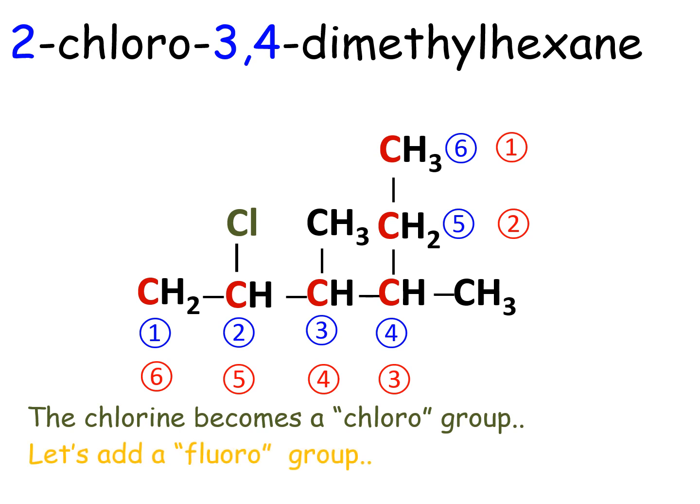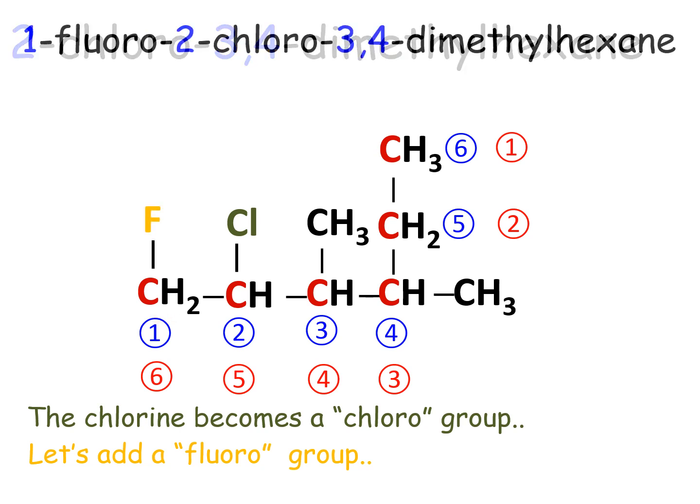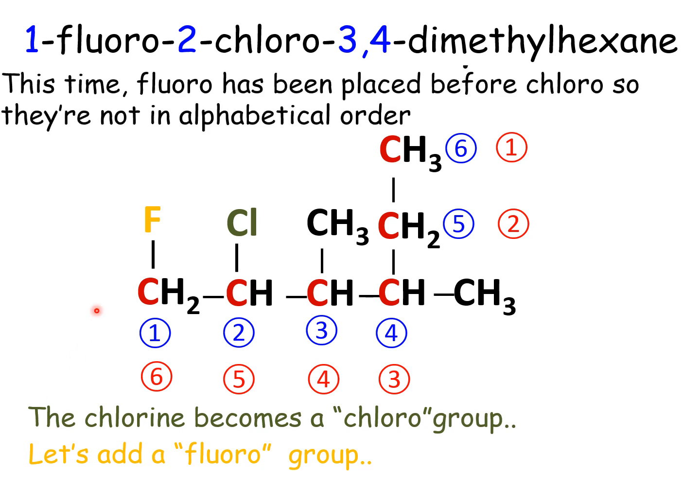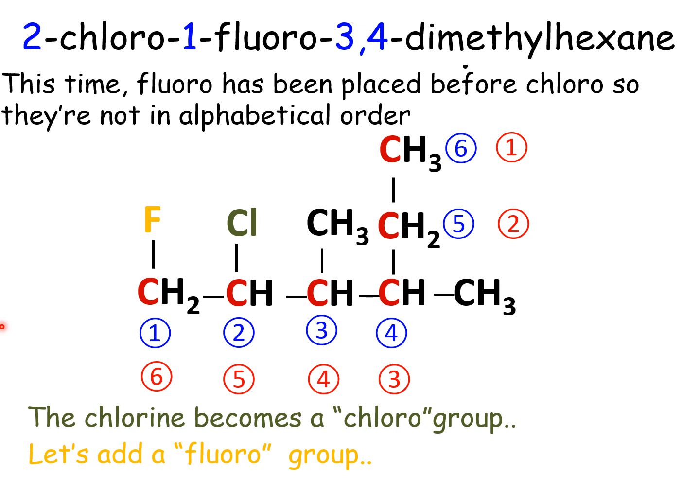So let's add a fluoro group. You'll see at this point I've taken a hydrogen off here. So using the blue numbers, we've got 1-fluoro, 2-chloro, 3,4-dimethylhexane. So we've solved one problem, but we've created another. The fluoro has been placed before chloro, so they're not in alphabetical order. So we swap them round, and we bring the locant number with them.